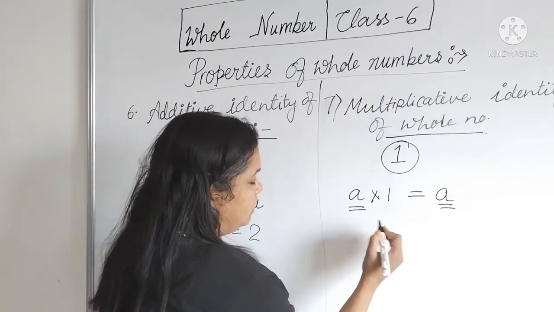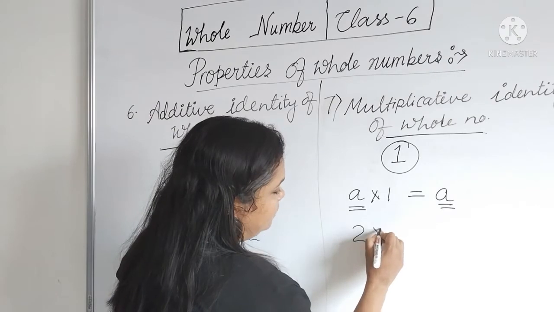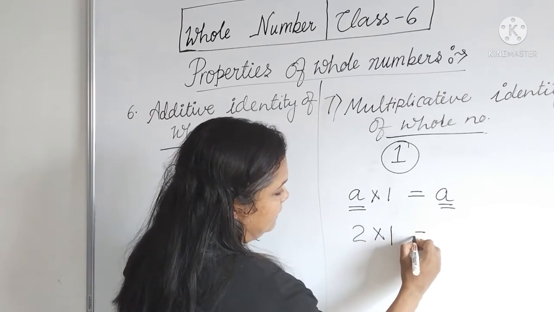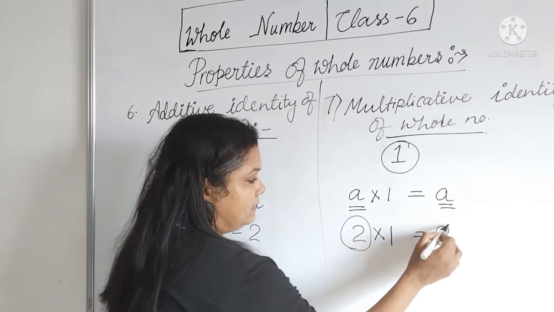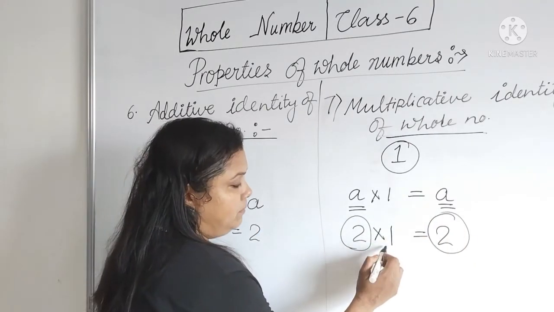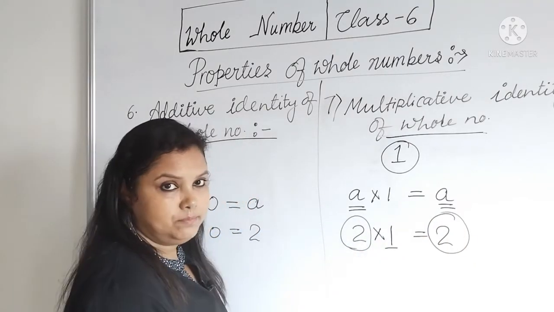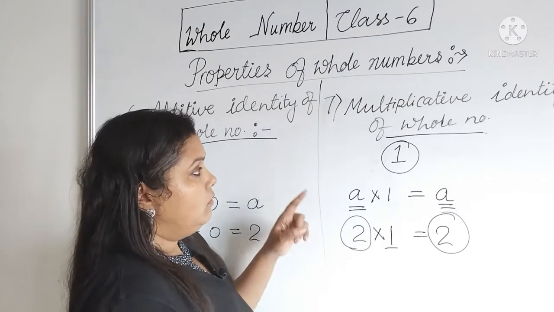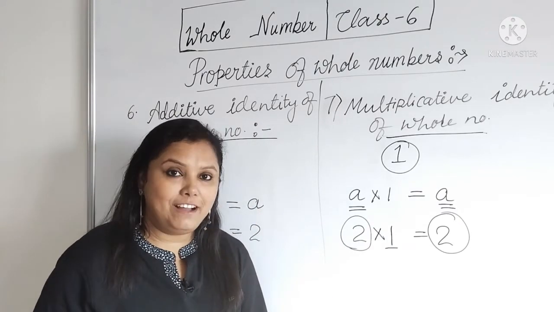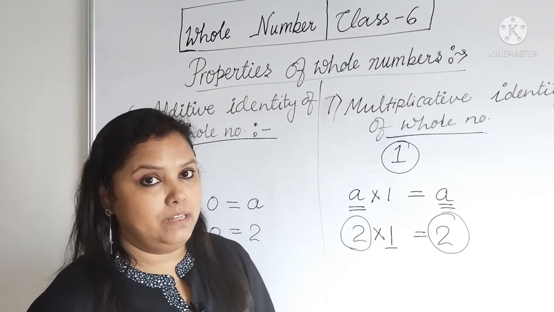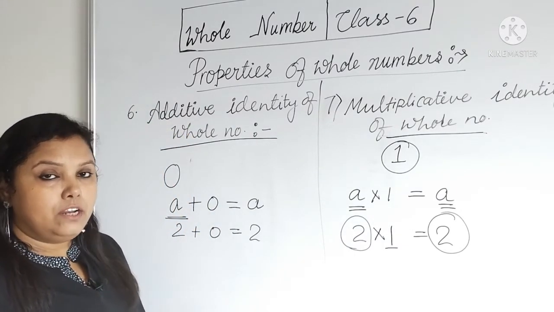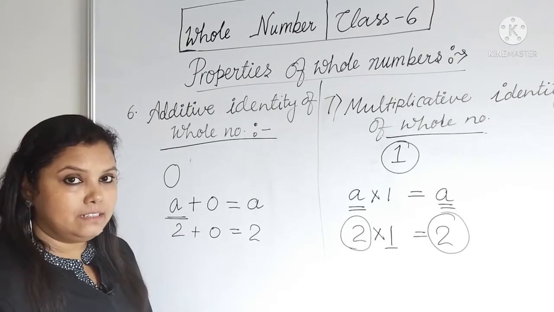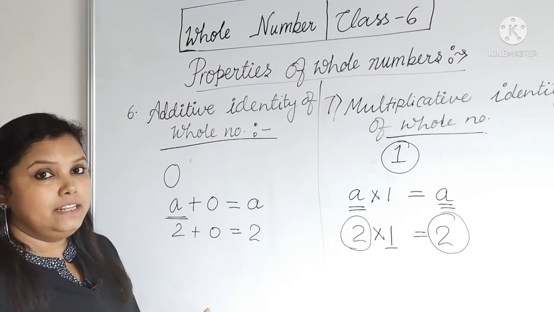Okay. So we'll take one example. Again 2. 2 multiplied by 1, we are going to get 2. This 2 remains the same even after multiplying it with 1. So 1 is the multiplicative identity of the whole number. This is all about the properties of the whole number. Now we will do some questions so that this concept is clear to us.